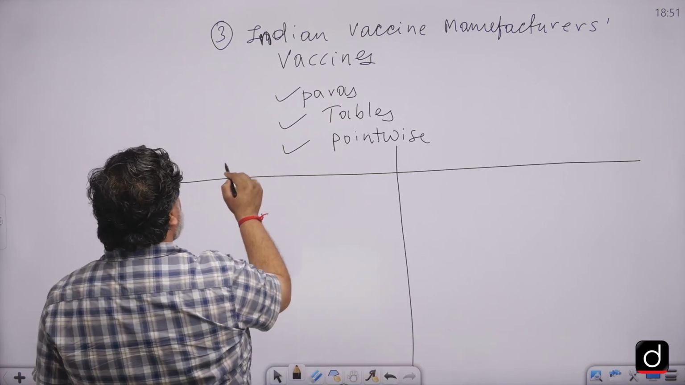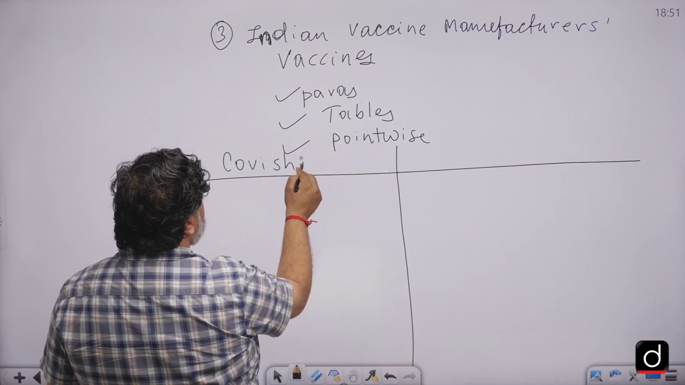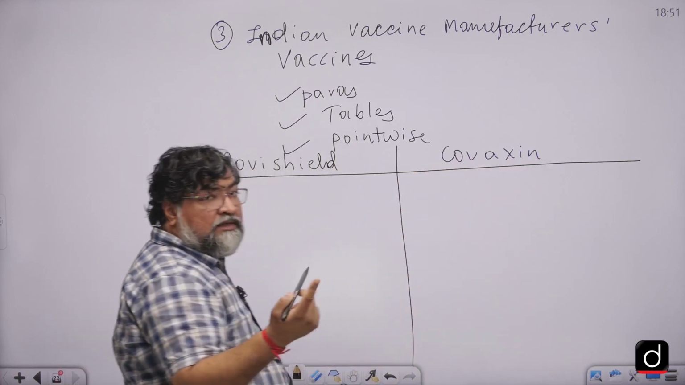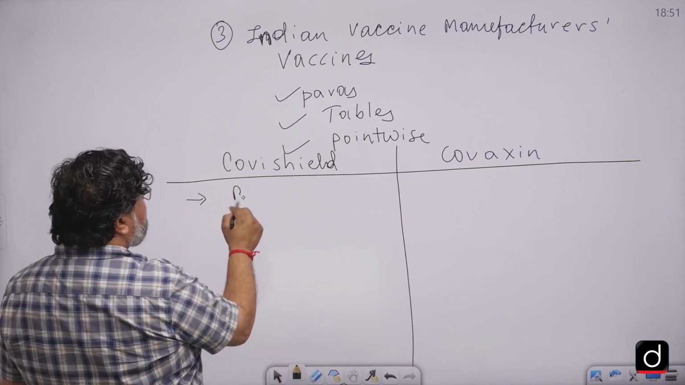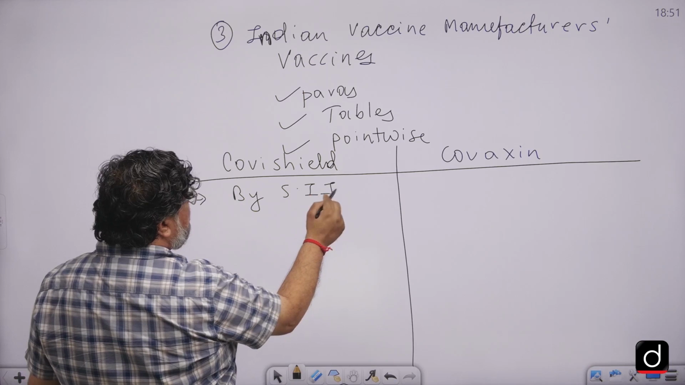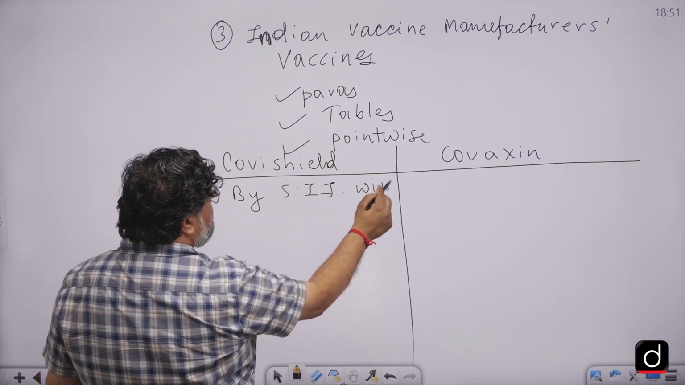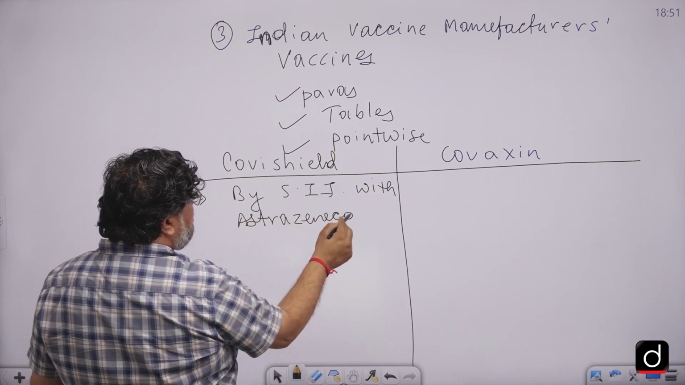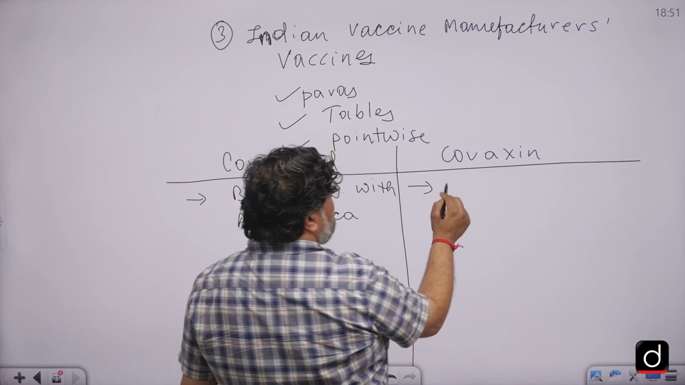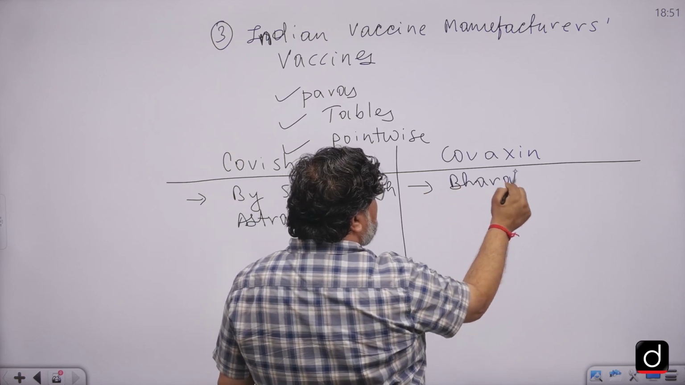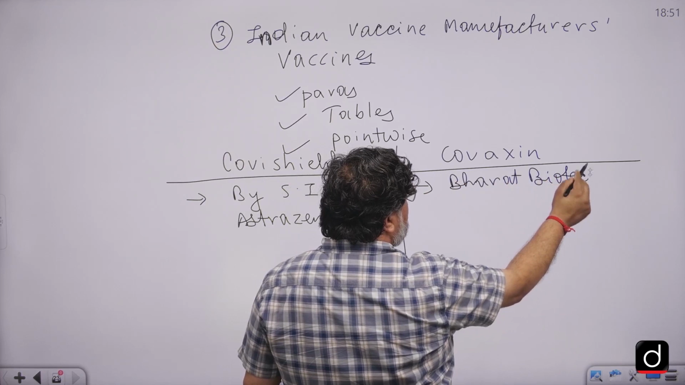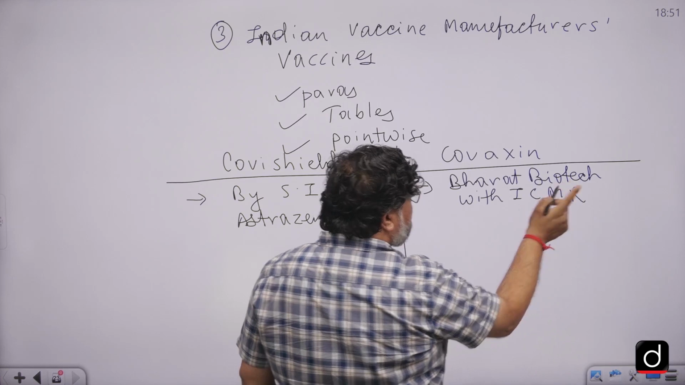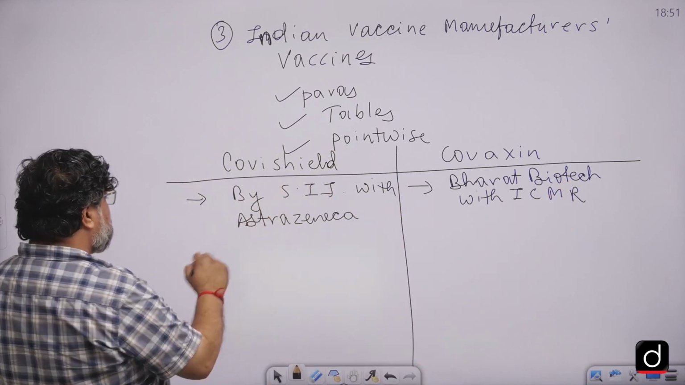Let's say here, one is Covishield, and the other is Covaxin. So you can write that this is by Serum Institute of India, with UK-based AstraZeneca. That is where the collaboration is. And this one, you can say, is by Bharat Biotech, a Hyderabad-based company, Bharat Biotech India Limited, with ICMR. Now, what is the important part of the question? The differences. So, what is the difference here?